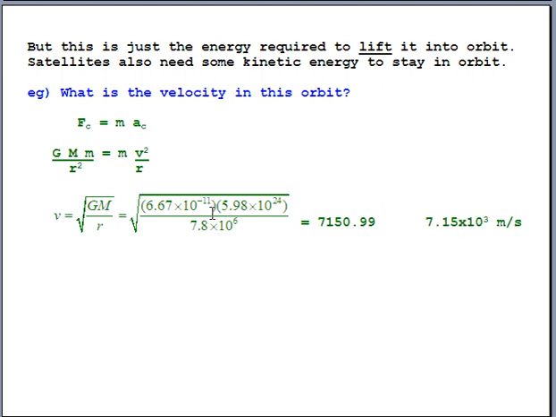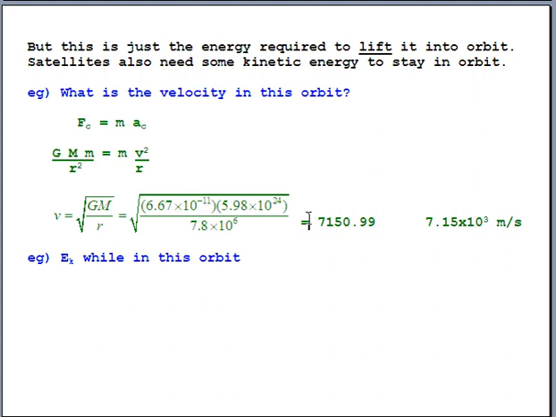7,150.99 meters per second. If somebody asked me on a test to give an answer, I'd put some units on the end and trim it down to the appropriate number of sig figs. But if I'm going to reuse this number, maybe I'll use that precise one. Okay, great.